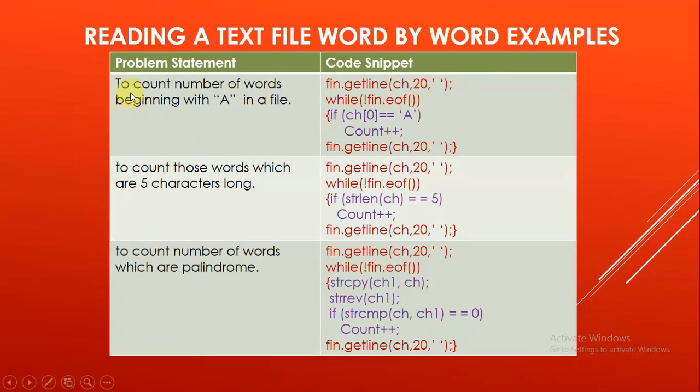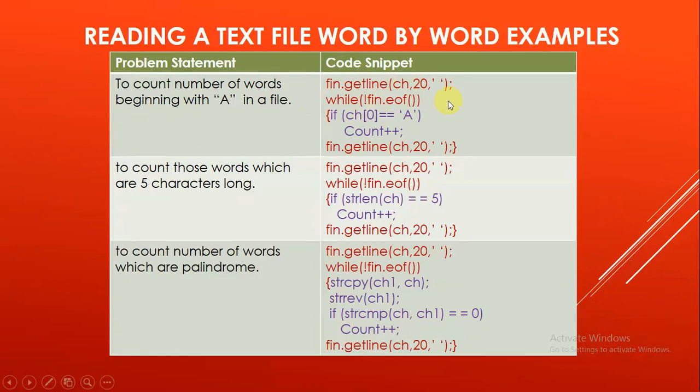So if my problem statement is, I want to count the number of words which begin with A, I can use both the methods. I can read word by word or I can read character by character. But here I am giving you the code snippet of reading word by word. So as I have to count the number of words beginning with A, I will read first word. I am using getline(ch, 20, space).